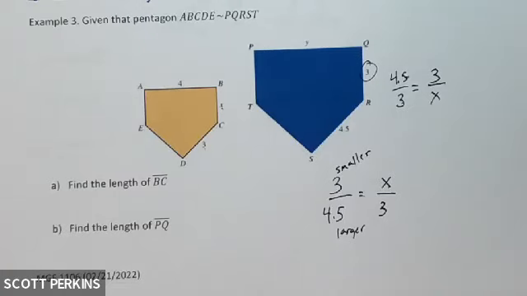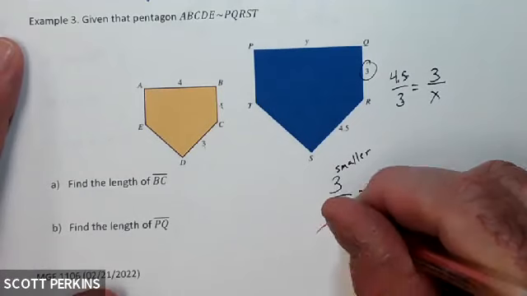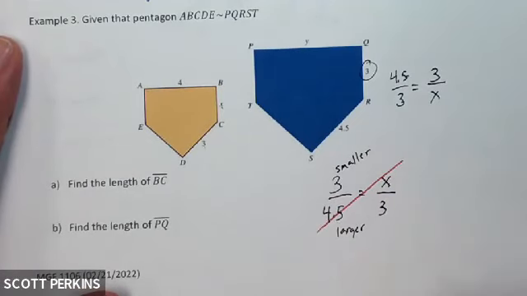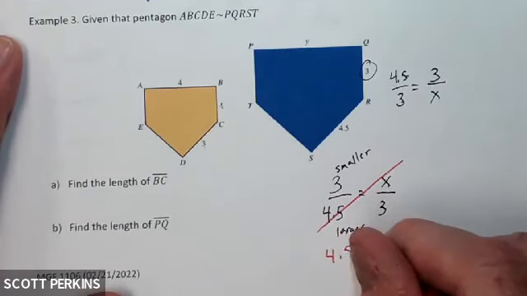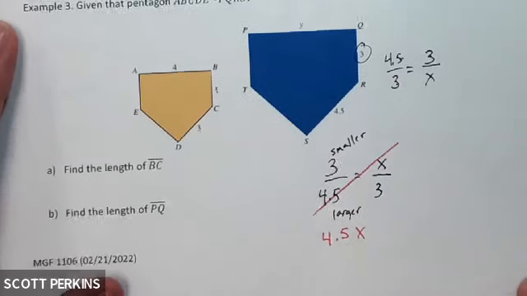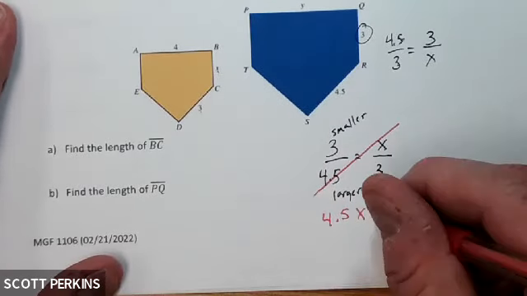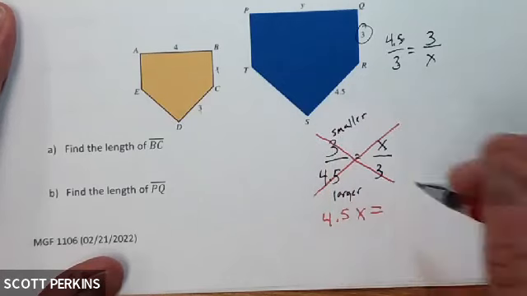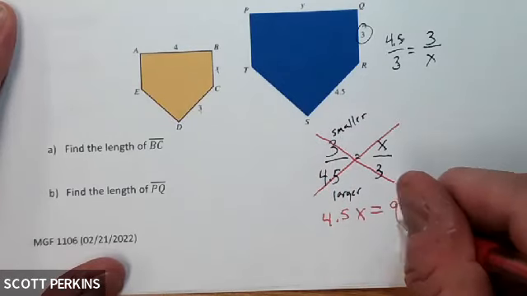Once you have set up your fraction, the way you solve a proportion is you multiply along the diagonals. And what that means is this. I'm going to multiply along this diagonal right here. So I have 4.5 times x. And then that's going to equal, and I'm going to multiply along this diagonal, 3 times 3 is 9.